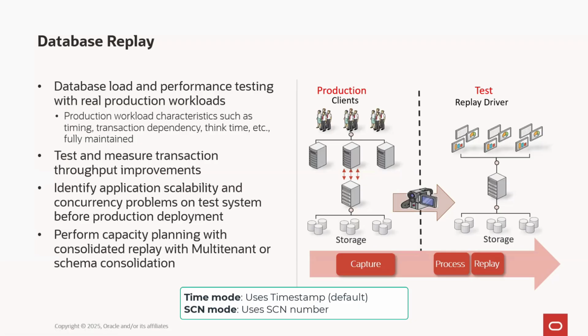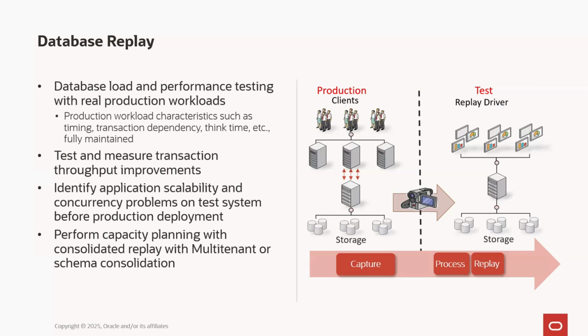Again, that is the default mode. 95% of the time, that is enough for your workload. There are specific cases on workloads that are very transaction specific where time mode is not sufficient. So we can use the SCN number of the transaction also to release those commands. That's why we capture the timestamp and we capture the SCN number of the database, okay? Then we replay, then we generate reports, we analyze the reports, and then we proceed over.